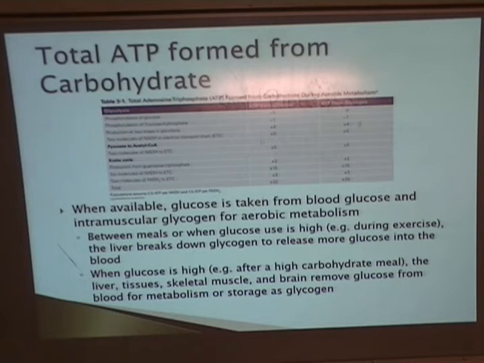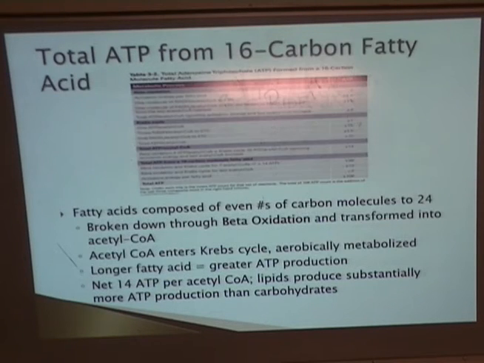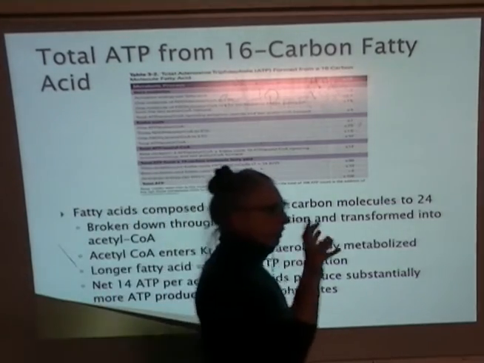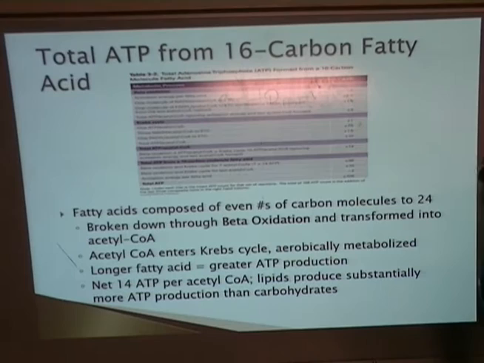So let's have a quick look at carbs. 32, 33 is the current number. The 32 or 33 relies somewhat upon whether that hydrogen is picked up by NAD or FAD, as well as whether it was glucose or glycogen, right?